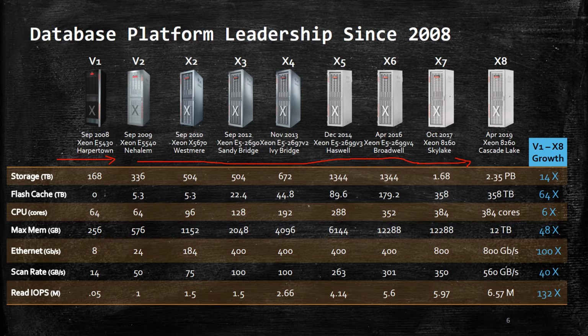If you look at all these parameters, whether it is storage or flash or CPU, there has been a dramatic increase. We actually started with, for example, a storage of 168 TB, and now we are at 0.35 petabytes. It's a 14x growth. Similarly, you can see there's growth in almost every parameter. So this is the history of the growth from V1 to X8.